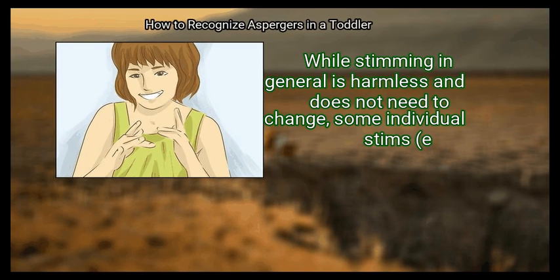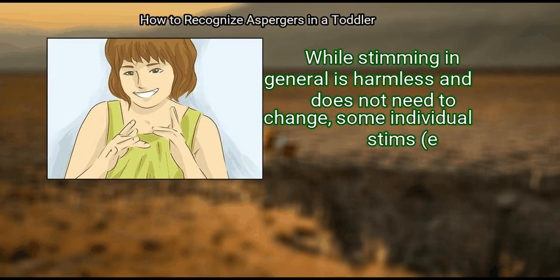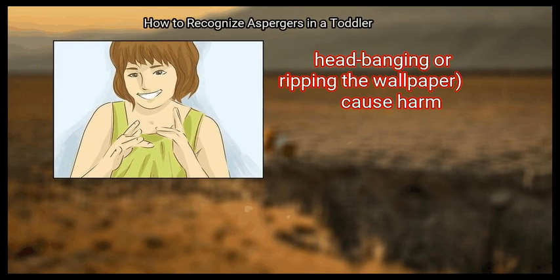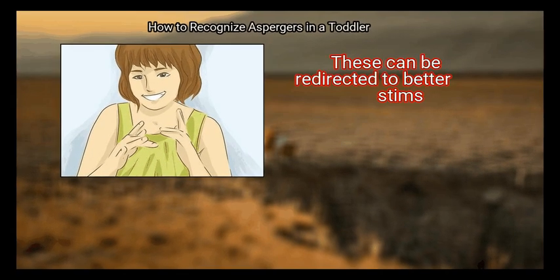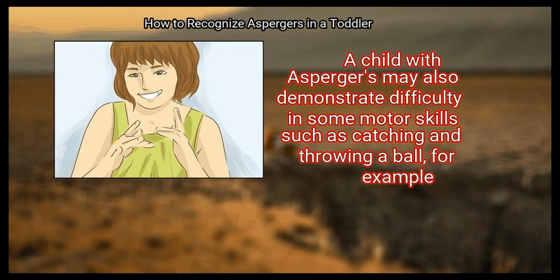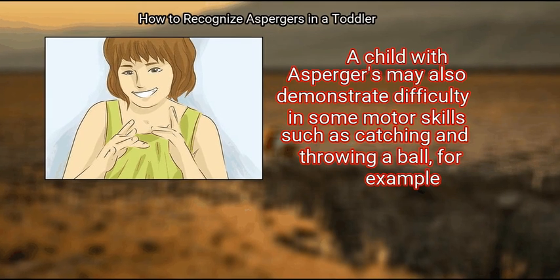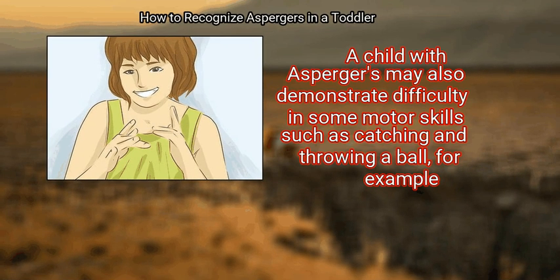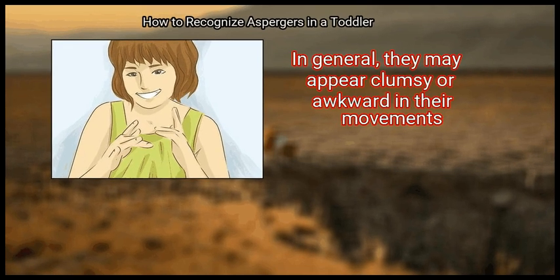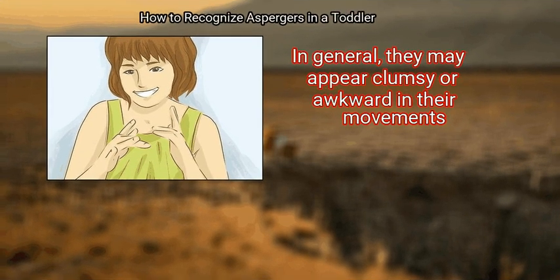While stimming in general is harmless and does not need to change, some individual stims, like head banging or ripping the wallpaper, cause harm. These can be redirected to better stims. A child with Asperger's may also demonstrate difficulty in some motor skills such as catching and throwing a ball. For example, in general, they may appear clumsy or awkward in their movements.